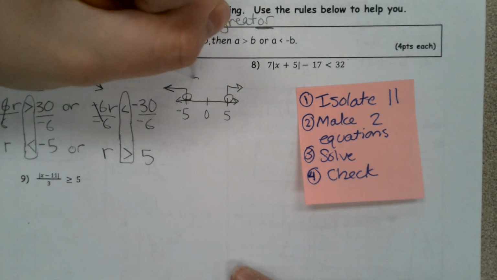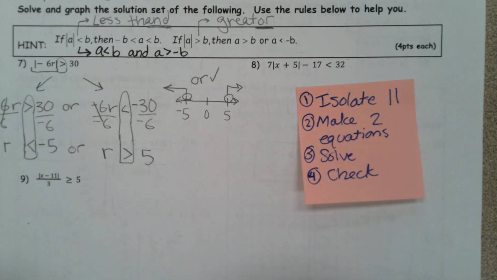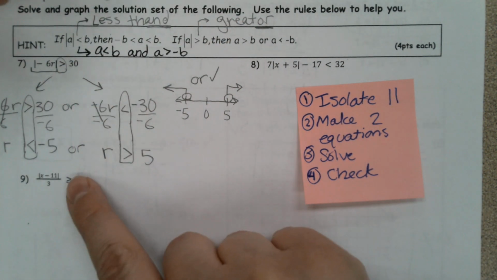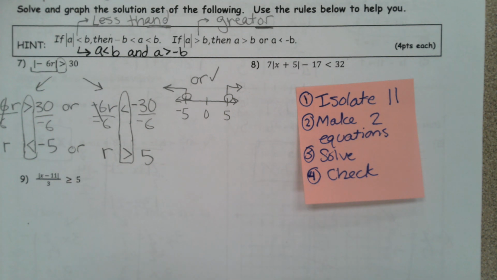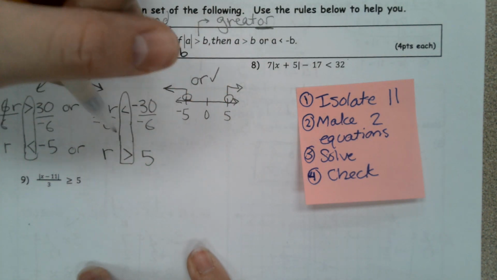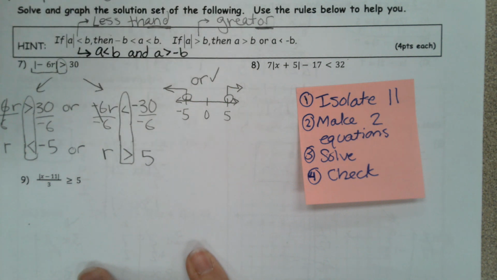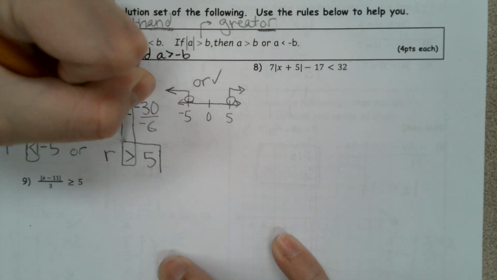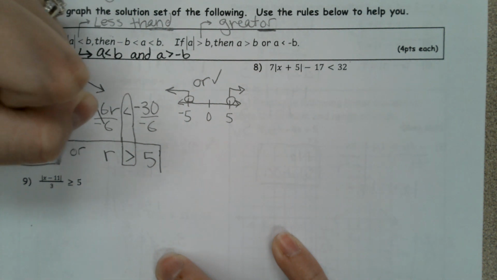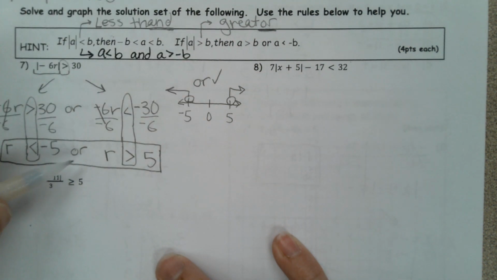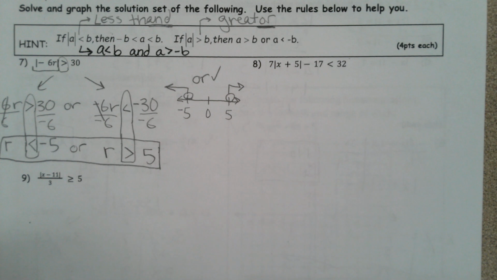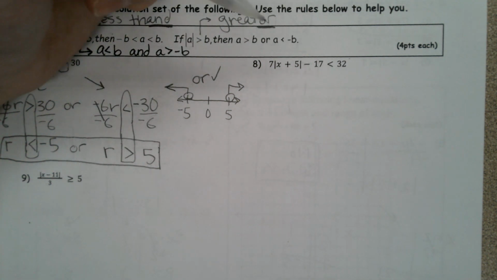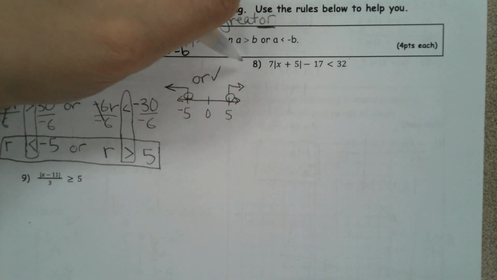Hopefully you can see this is an OR graph because they're pointing away from each other. And that matches the type of statement we have. So I feel really confident about my answer. I'll just box it where it's at. It looks fine. R is less than negative 5 or R is greater than 5. Number 8. This one requires a little bit more work.